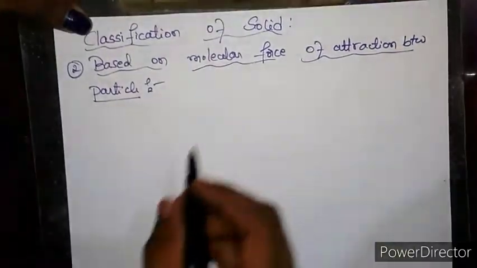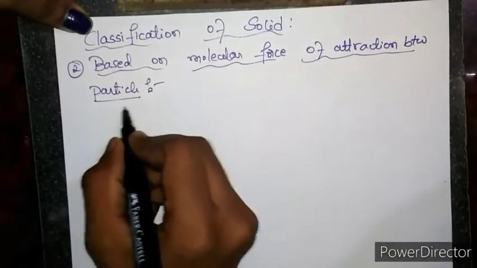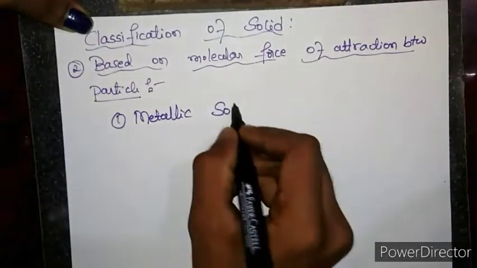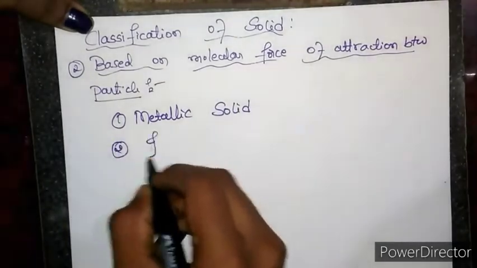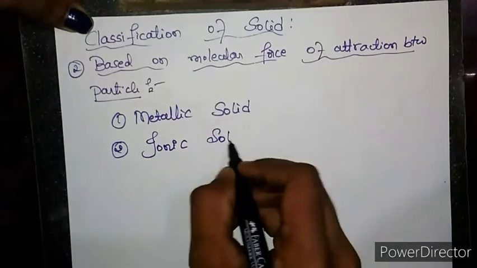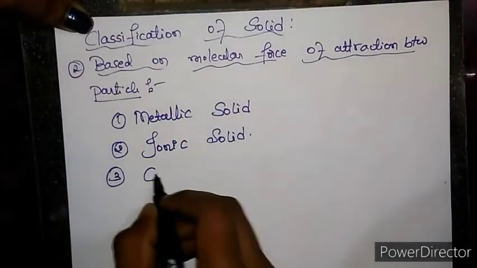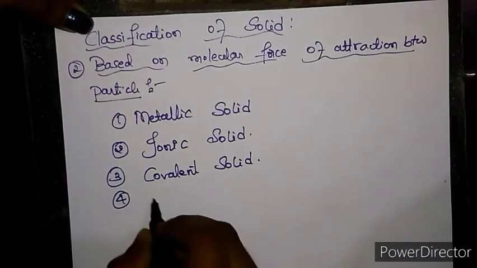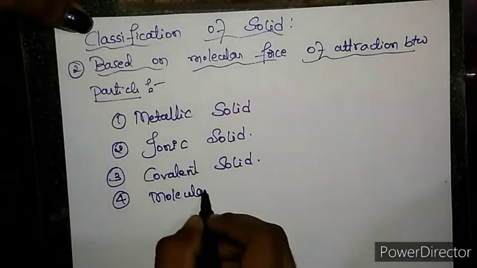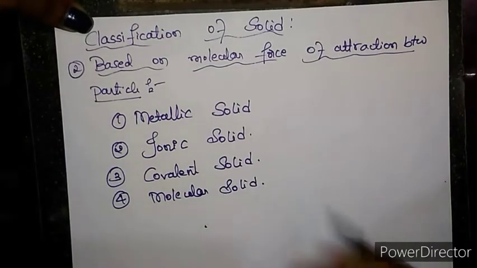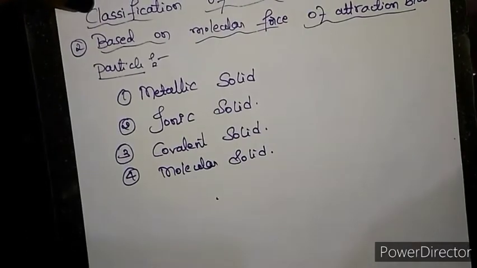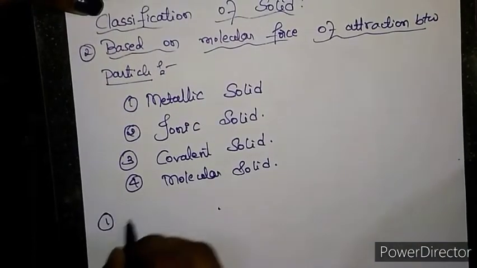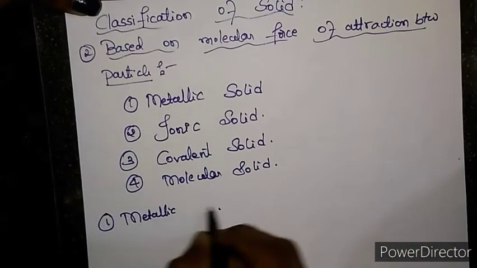Now, based on this type, we have four types of solid. One is the metallic solid, the second one is the ionic solid, the third one is the covalent solid, and the fourth one is the molecular solid. These are the four types of classification based on the molecular force of attraction between the particles. We will see the first one, that is, the metallic solids.